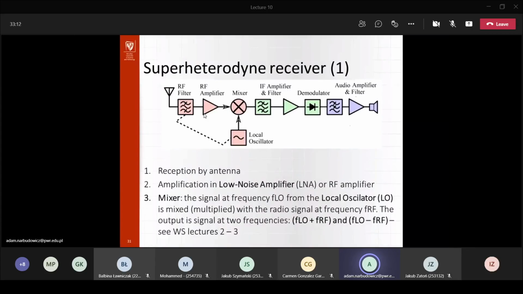So we have quite a lot of noise, so we want to basically amplify it. However, this is a radio frequency amplifier. So firstly, it directly amplifies the high frequency signal, which is not that easy. It's a rapidly changing signal. But secondly, it's very often a low noise amplifier.